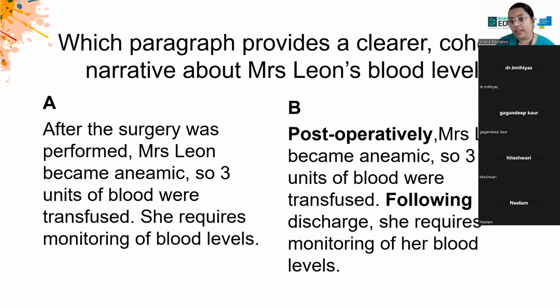But when we look at following her discharge, that gives it a better idea on when the blood levels are to be monitored. She requires monitoring of blood levels on the left hand side under column A. There is no clarity when this monitoring is to be done. Is it to be done before the discharge, after the discharge, at home? There is no understanding of that. But when we have the information that it is to be done following her discharge, the reader would know whether it has already been done or is still to be done. So I agree with all of you. It is column B that's more clear.